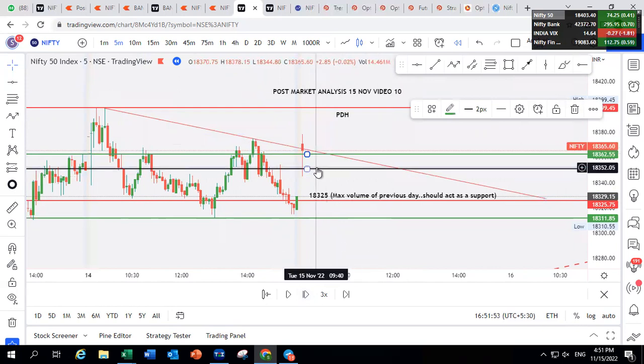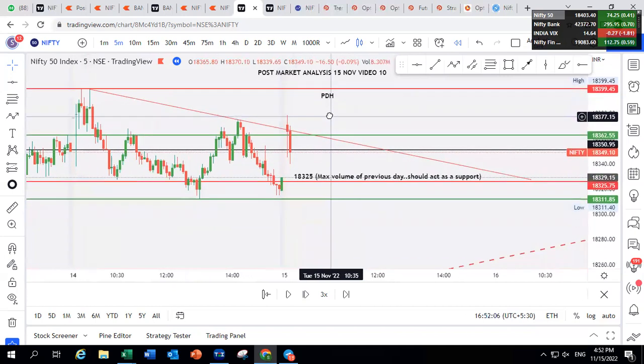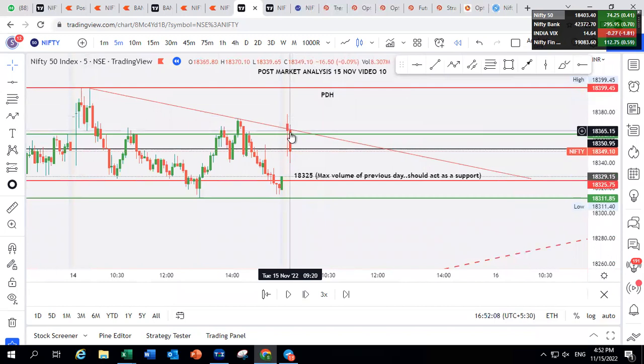See, the first candle happened. It went up, but it closed below the resistance line. Good, very good. So it gives me a signal that yes, this is acting as a resistance line. The second candle happened, and it was a very big sudden candle. Now, logically, we could have taken a put here.